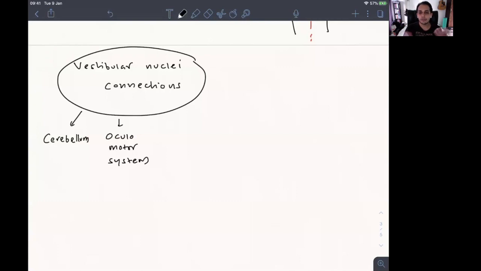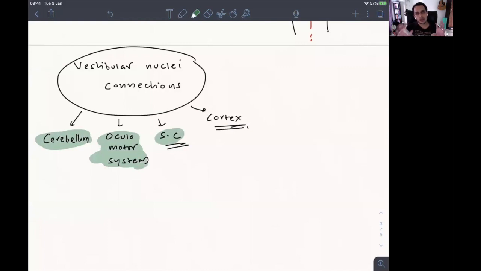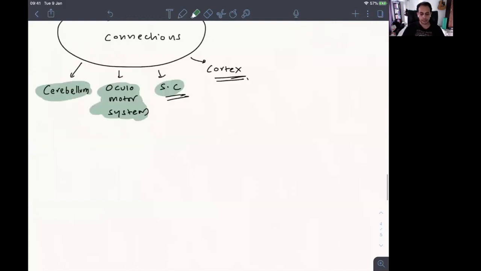What other part will want to know? Your spinal cord will, because if you're walking and your vestibular system is not connected well with your motor movements, then you will have imbalance in walking. So there is a strong connection with the spinal cord. And finally, there is a connection with the cortex. Out of these, the most important connections are with the cerebellum, the oculomotor system, and the spinal cord. The cortical connections of the vestibular system are not very well described yet, but today we will be discussing the three main cerebellar, ocular, and spinal cord connections.